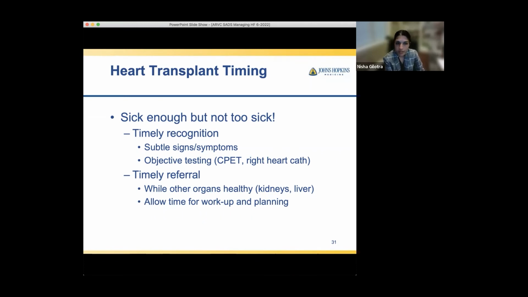So timely recognition of heart failure, especially because it can be a little more atypical in ARVC, is important. And that's why some of our objective testing is also important to kind of distinguish, well, is it that sotalol, or is my heart just not pumping as well? Is that why I'm tired?